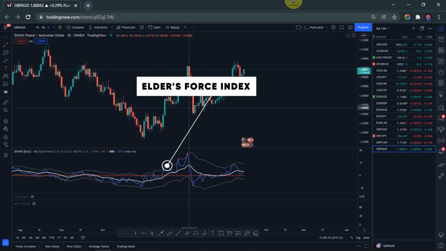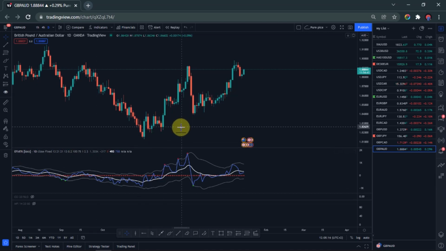Elder's force index. So it's EFI with average true range. The average true range, or the ATR, is just some kind of modification, but the original indicator was just Elder's force index. It was developed by Mr. Elder, the author of Trading for a Living, the author of that book. So it is him who came up with this indicator, and that's why it is named after him.